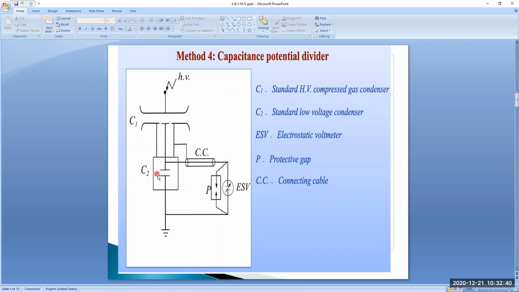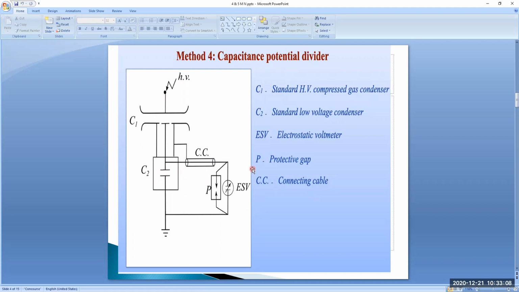One more important concept: C2, the standard low voltage condenser, is placed in a box, a shielding, to avoid errors. When all this equipment is placed in a shielding, the external magnetic effects can be reduced.